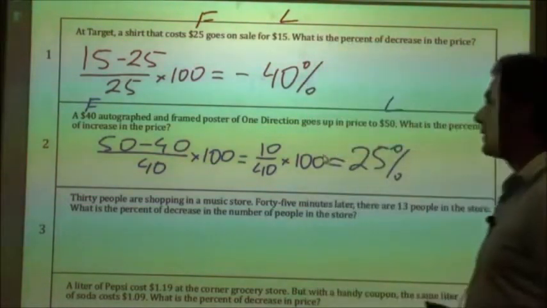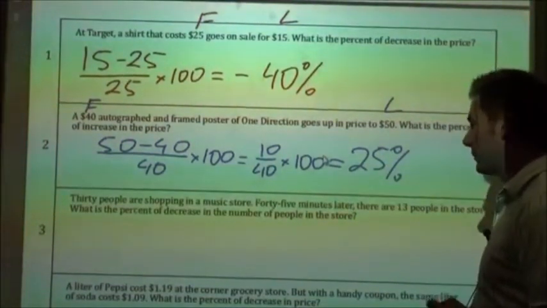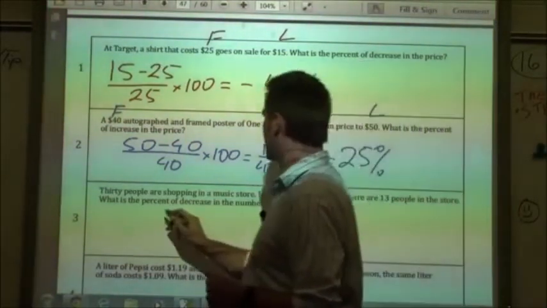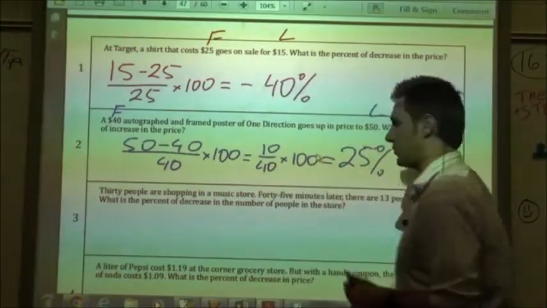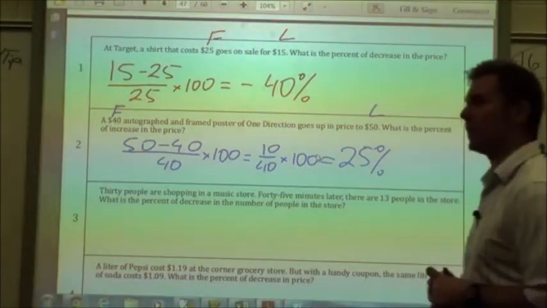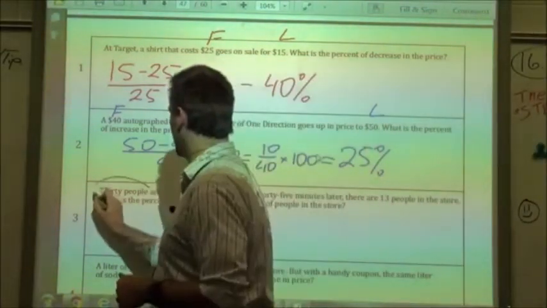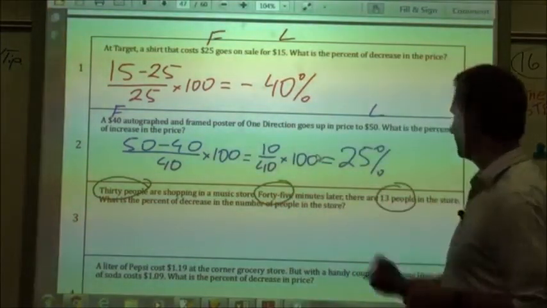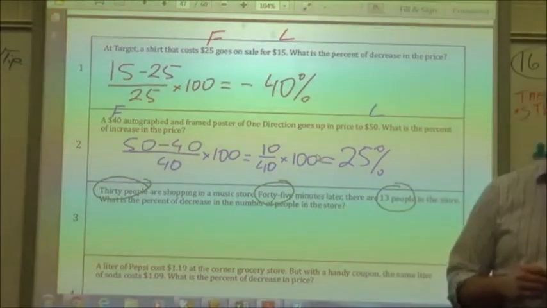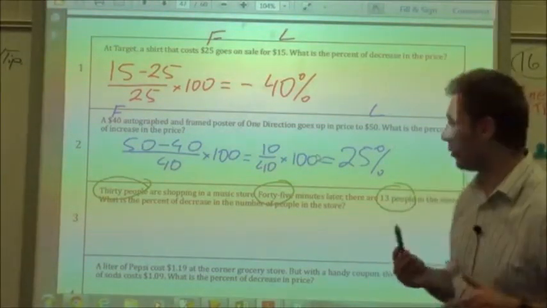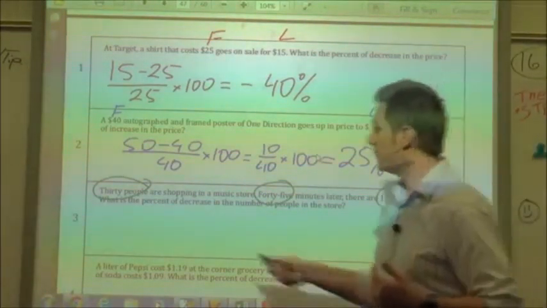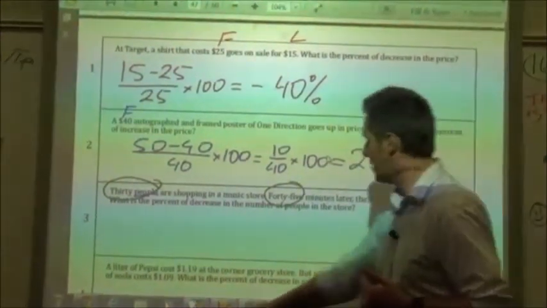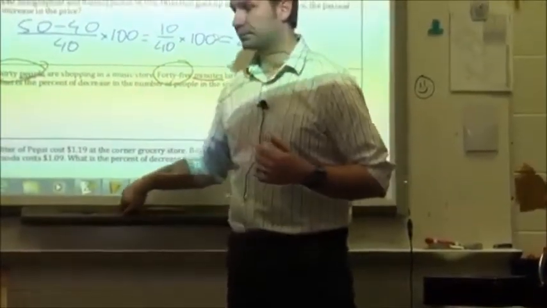Number 3. 30 people are shopping in a music store. 45 minutes later, there are 13 people in the store. What is the percent decrease in the number of people in the store? Right here we have three numbers: 30, 45, and 13. What is important in this problem is to realize what those numbers mean. We have 30 people and 13 people and 45 minutes.